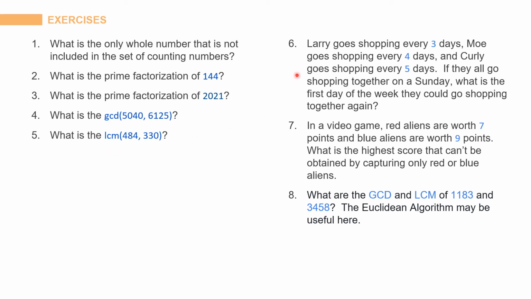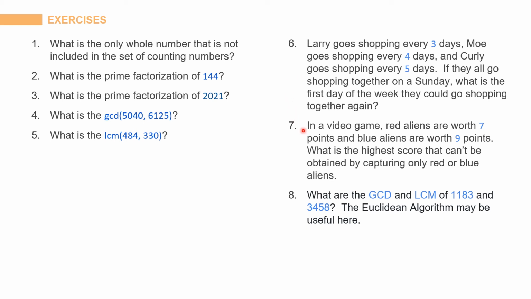Here's a word problem that you'll see is really an example of an LCM. 5: Larry goes shopping every 3 days, Mo goes shopping every 4 days, and Curly goes shopping every 5 days. If these stooges all go shopping together on a Sunday, what is the first day of the week they could go shopping together again?